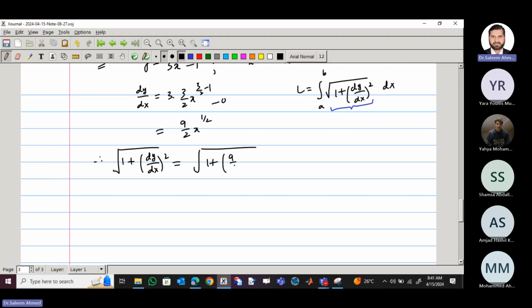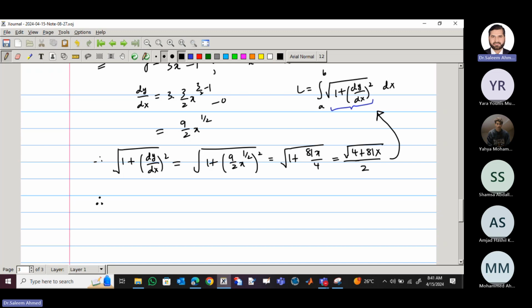So let's simplify this outside the integral. 1 plus (9 by 2 x to the power 1 by 2) square. That is 1 plus 81x by 4. So you can write 4 plus 81x, taking the LCM, square root, right? If I take the square root of 4 separately, this will become 2, right? So this is your answer, and I can replace that in the formula.